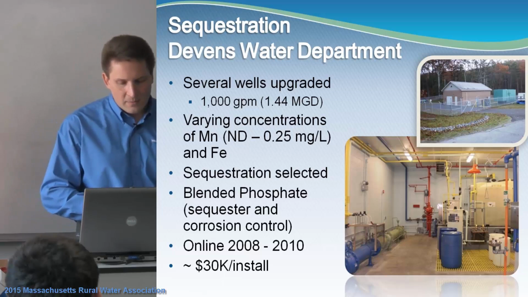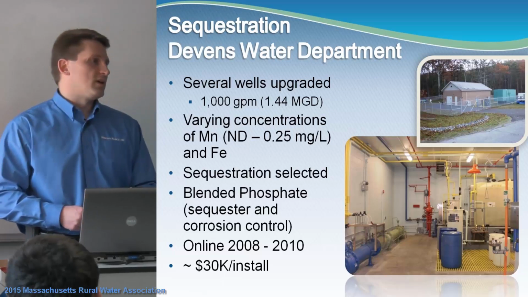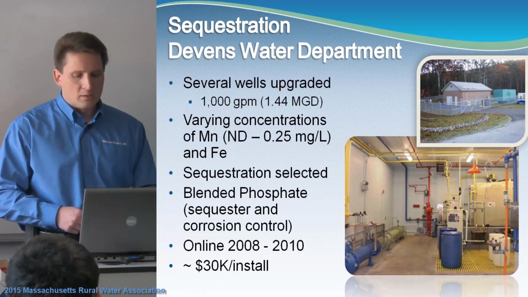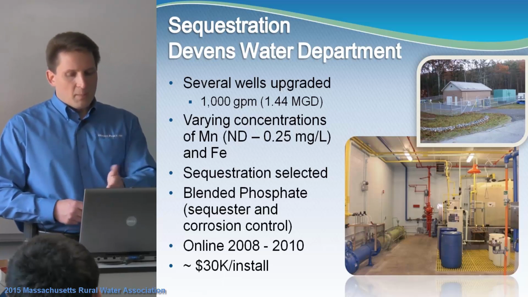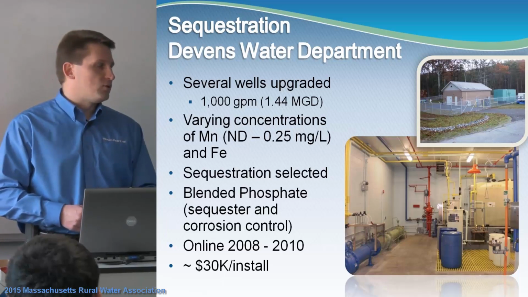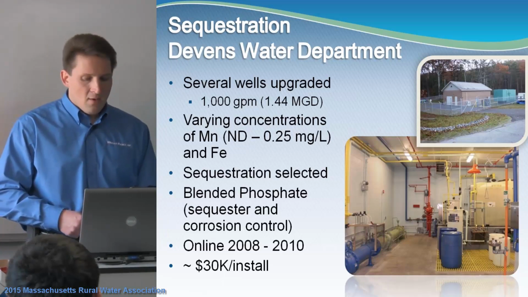We stuck with that, and a blended phosphate, which could do the sequestration as well as the corrosion control, was selected as the chemical. There were 3 wells that were upgraded with these types of facilities, and basically one of them went online in 2008, 2009, 2010.